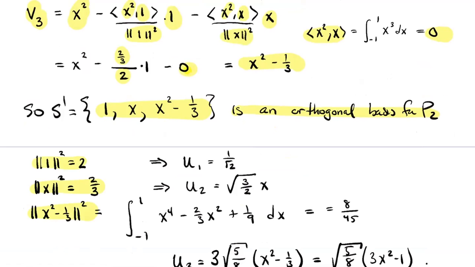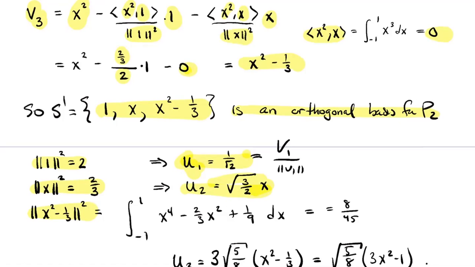So for U1, I already computed that V1's length squared is 2, so its length is the square root of 2. My unit vector U1 is V1 divided by its length, 1 over the square root of 2. Similarly, U2 is V2 divided by its length. The length of V2 squared is 2/3, so its length is the square root of 2/3. When you divide by that, it's like multiplying by the square root of 3/2.